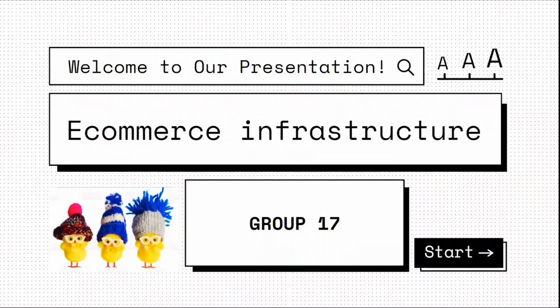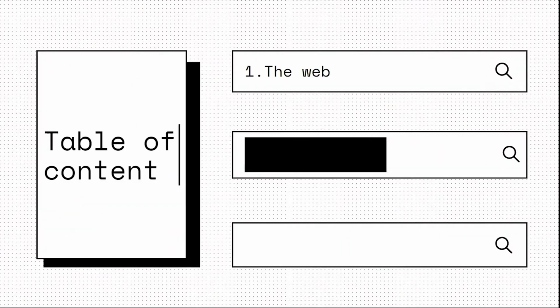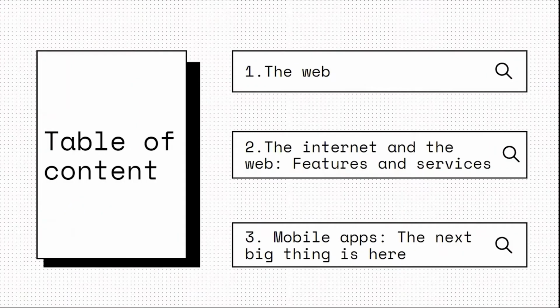Hello everyone, we are Group 17 and today we would like to share with you a section of the topic e-commerce infrastructure. Our presentation includes three main parts: the internet and the web, features and services, and mobile apps.